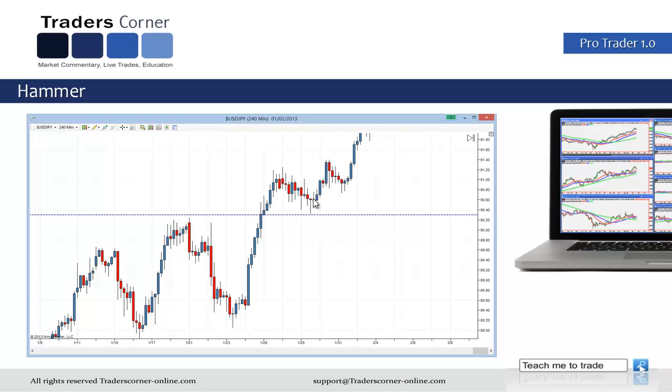So we'd look to enter on the high of this candle here, on a break of the high with our stop below the low. And as you can see, once you've got the break above this, the markets pretty much just don't look back. And you can see that would have been a very, very nice profitable trade. But again, remember to look at it in context, in the correct context. You can see these sorts of candles all over the place.